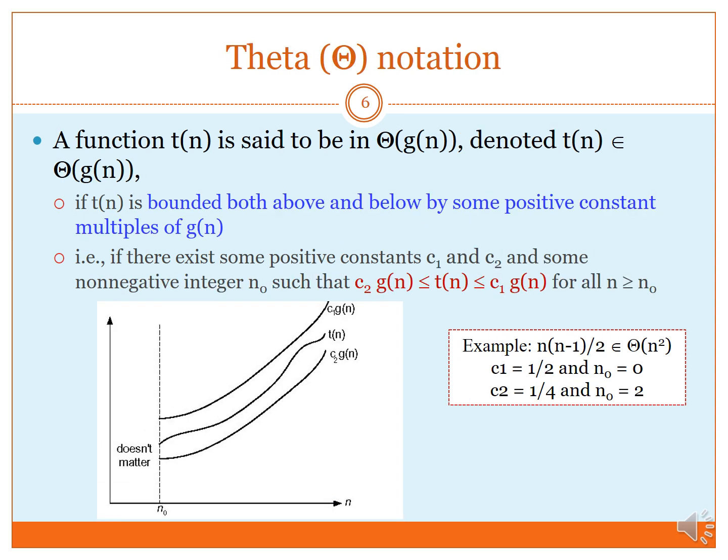Big theta notation provides the exact order of growth. A function belongs to big theta of g of n if it is bounded both above and below by constant multiples of g of n. In other words, c2 times g of n is less than or equal to t of n, which is less than or equal to c1 times g of n, for sufficiently large values of n. For example, n times n minus 1 divided by 2, which appears in many sorting algorithms, belongs to theta of n square. So theta notation gives the most accurate description of an algorithm's complexity.